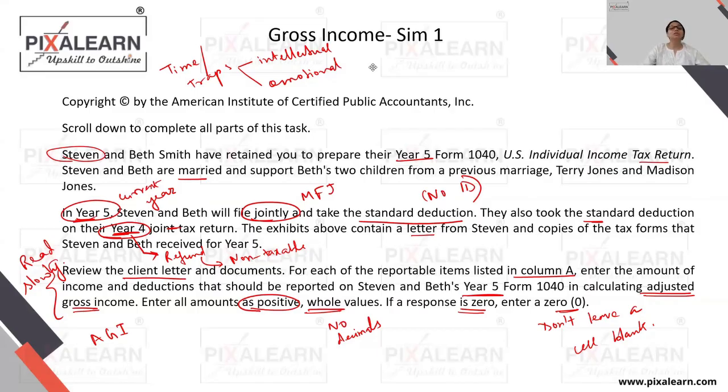Anybody, any question? This is the most recent released CPA sim till now. I think they're going to come up with another. If they change the sim before you sit for the exam, I'm going to track it. You guys also track it. If they come up with that, you should definitely do that.